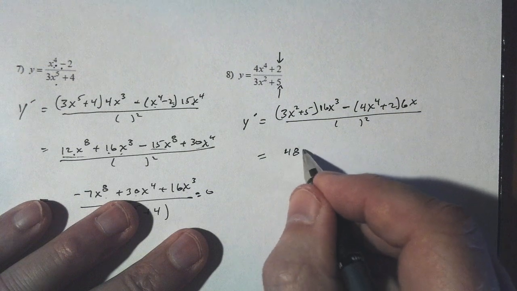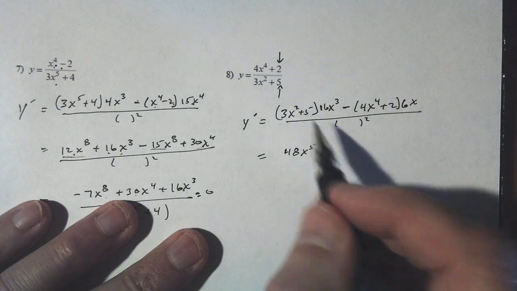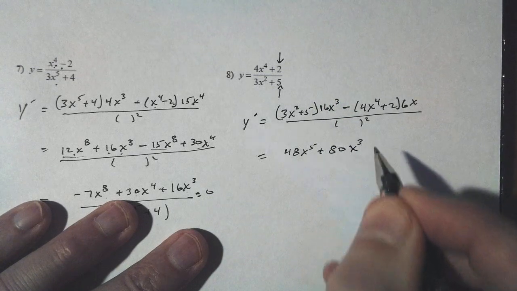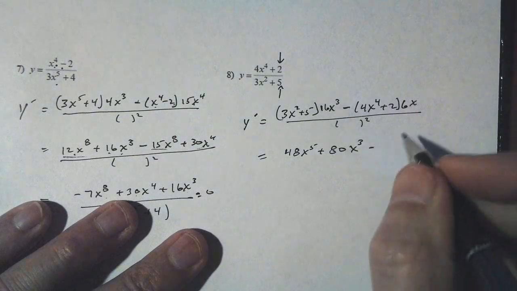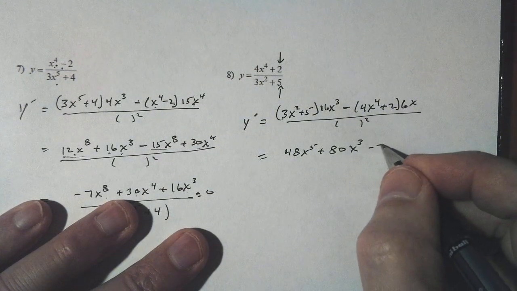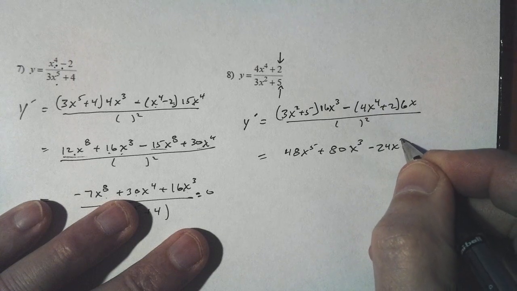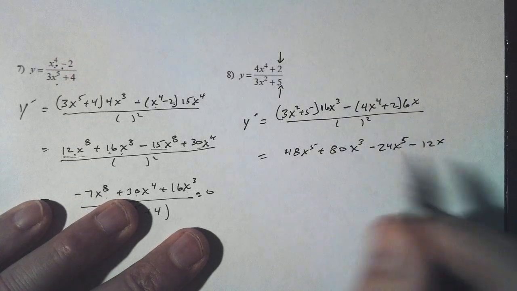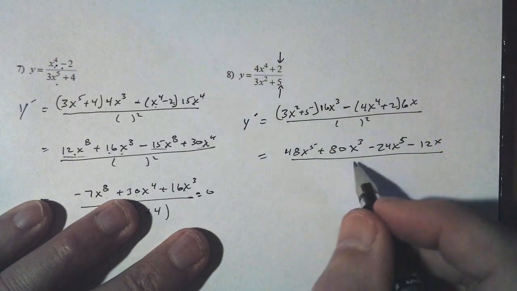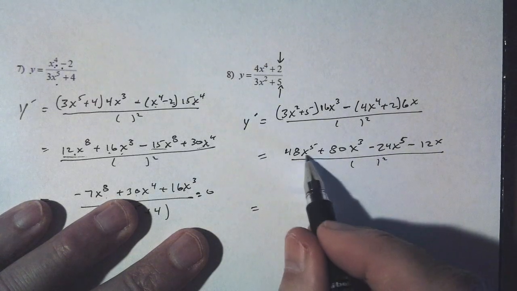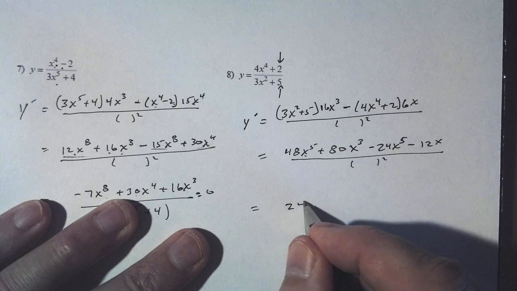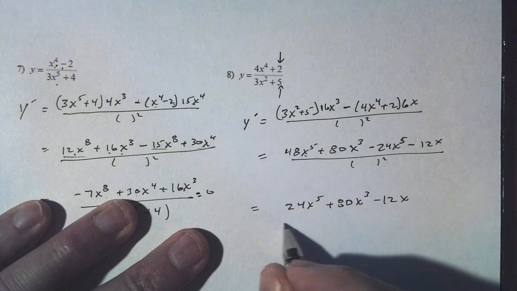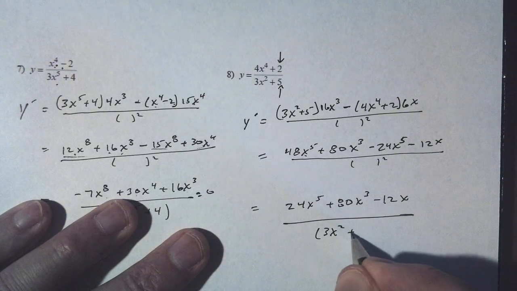Distributing, 48x to the fifth plus 80x to the third, excuse me, minus, distributing the minus, I get minus 24x to the fifth, and the most common mistake right here would be to have plus 12x, but it's minus 12x, all on the square of the thing below. For final answer, fifths, I've got 24x to the fifth plus 80x cubed minus 12x, all on 3x squared plus 5 squared.